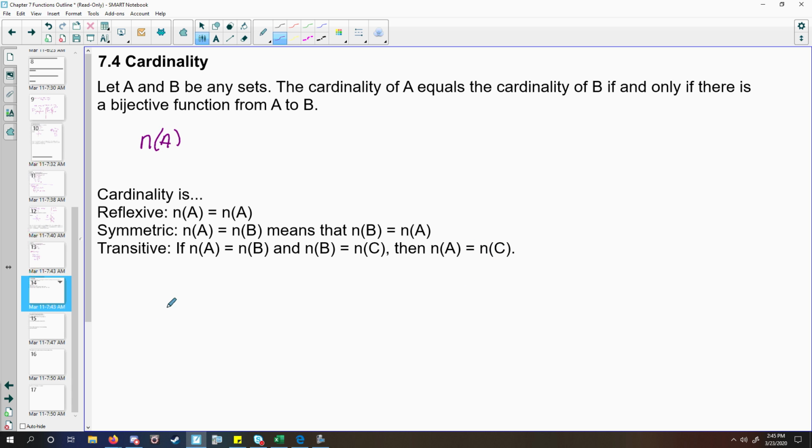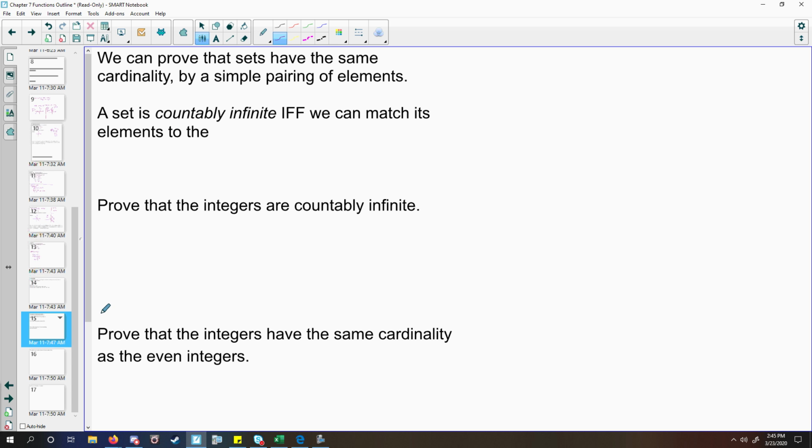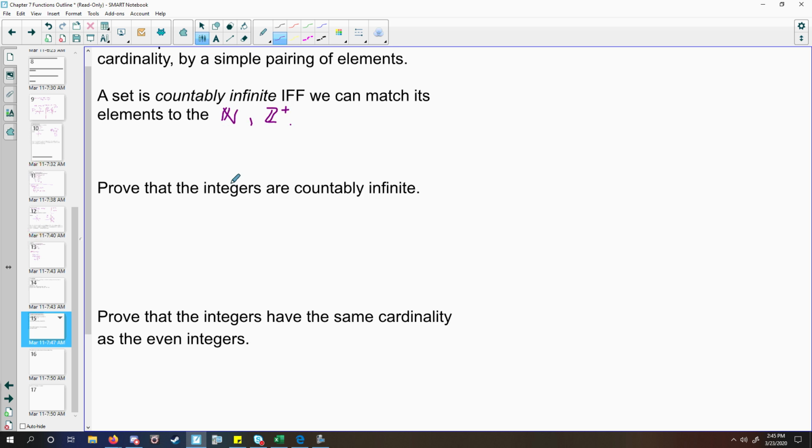So let's look at what it means to have countably infinite sets. You can prove that sets have the same cardinality by pairing off their elements. Specifically, you can make these proofs by showing that a bijective map exists from set A to set B, whether these are finite or, of course, countably infinite. A set is countably infinite if and only if we can match its elements to that of the natural numbers, which are also known as the positive integers. So for proving purposes, you can use either of these sets. We can also prove that these two sets are in fact the same by the techniques that we're going to show throughout the rest of this video.